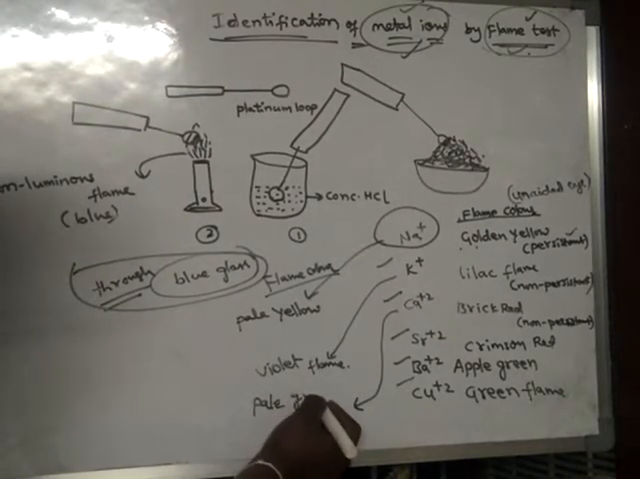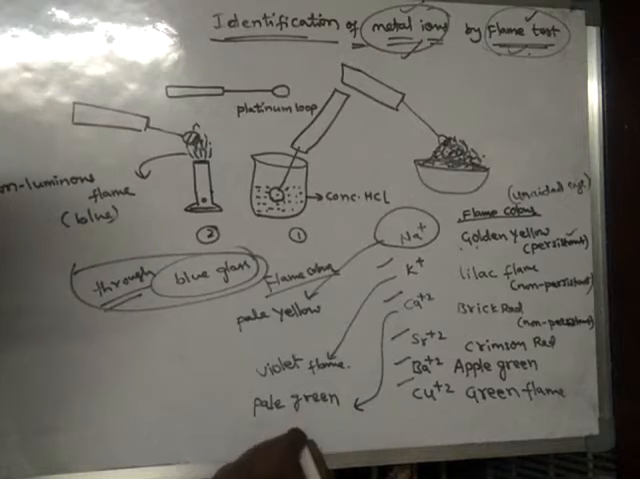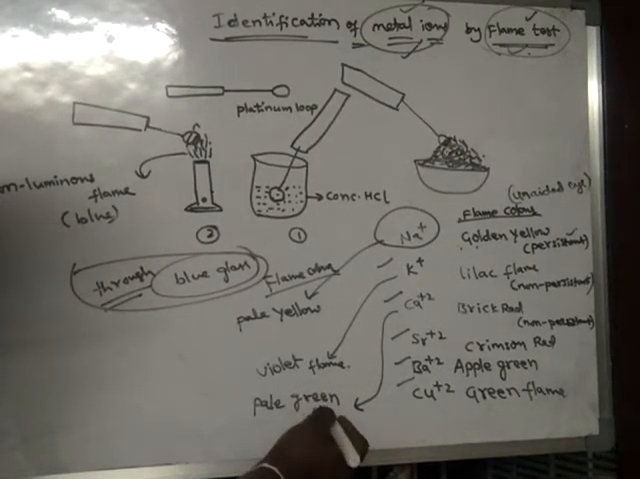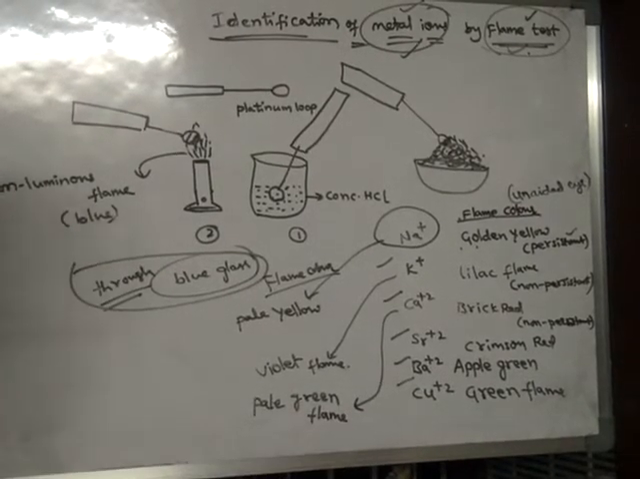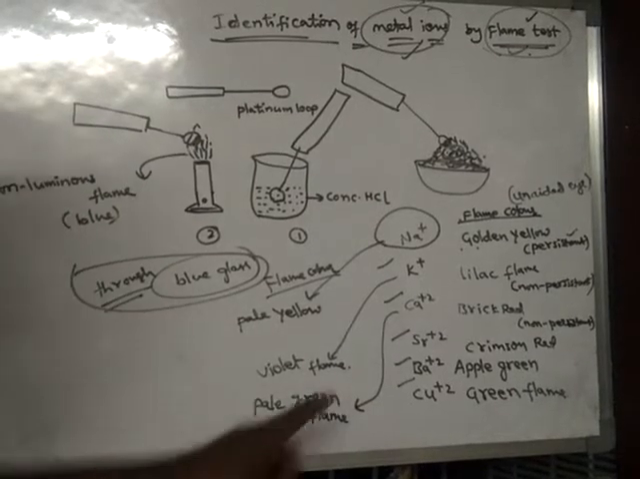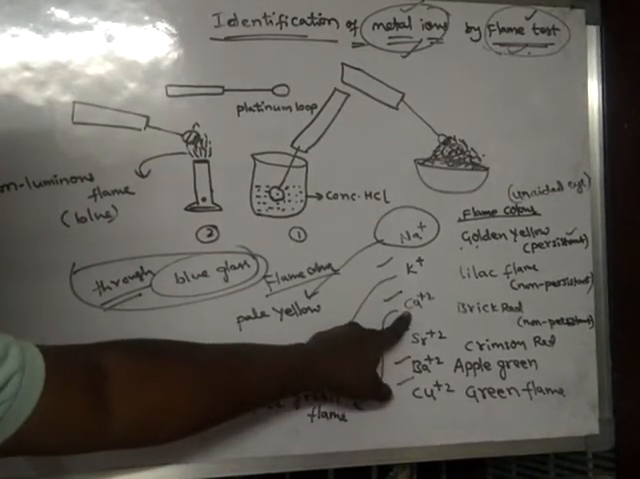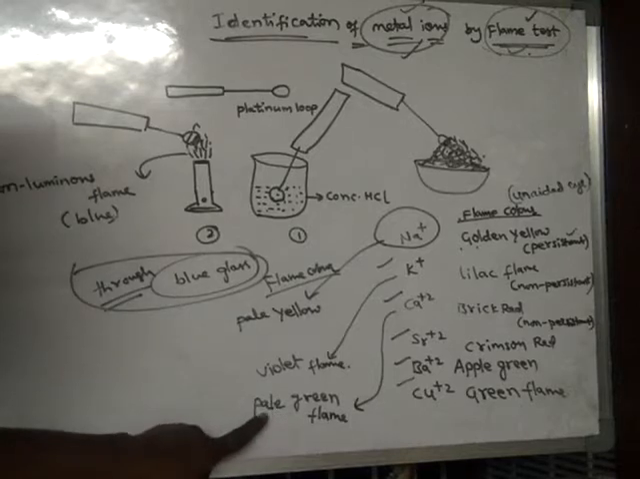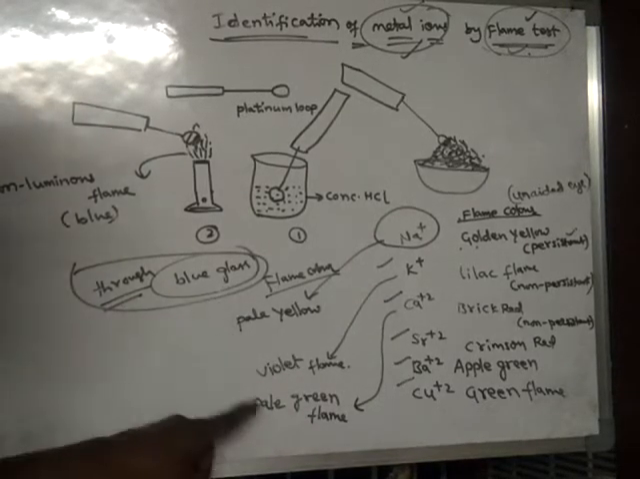What is the meaning of pale green? Light green. So it produces a pale green flame. Which one? The calcium ion. This calcium ion will produce a pale green flame when observed through blue glass.